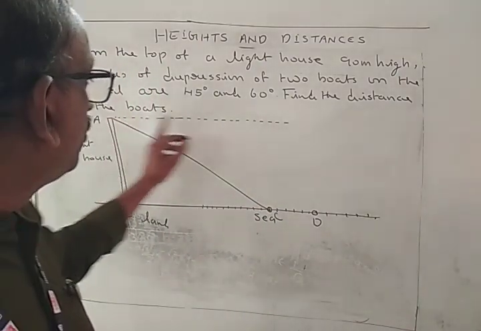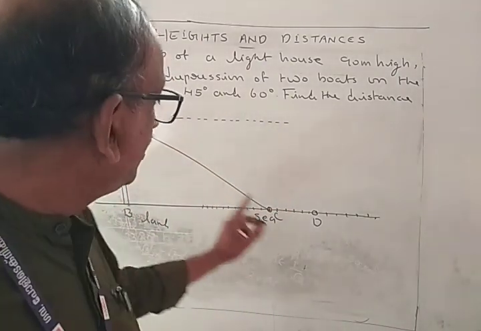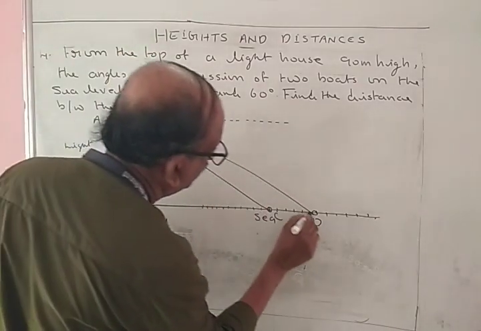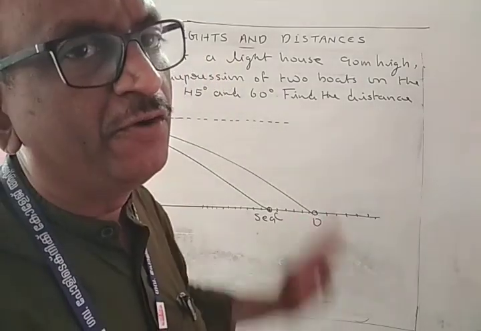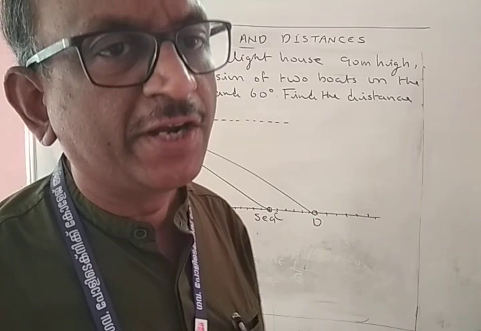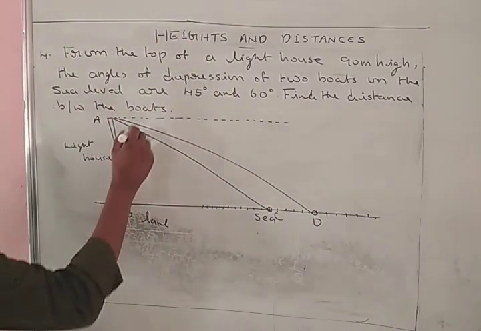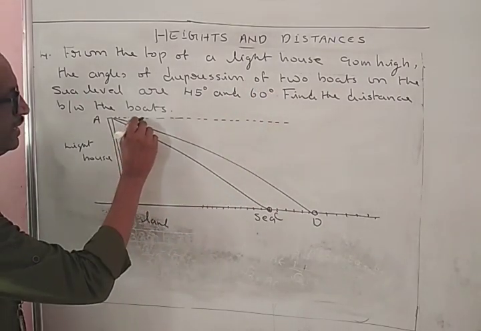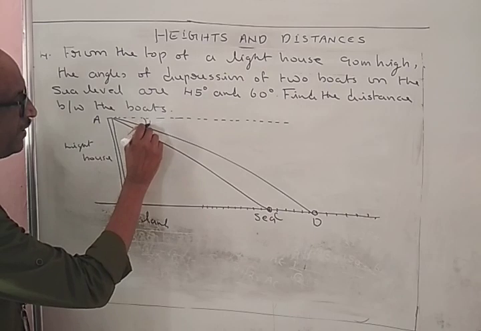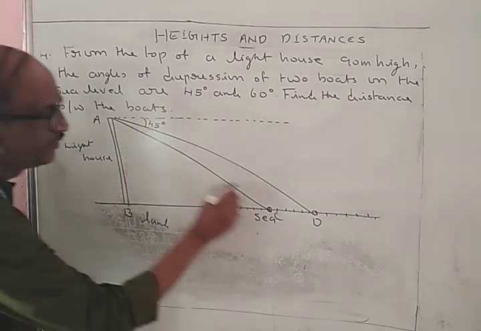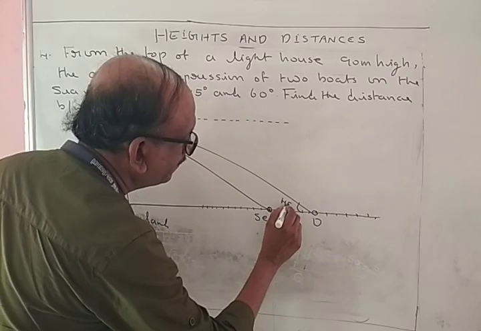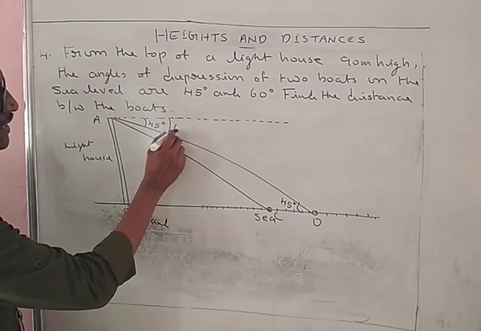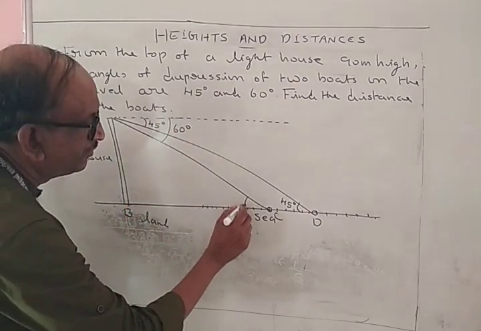This is the normal ray of vision. This is the actual ray of vision. This is also the actual ray of vision. This line is also the actual ray of vision. Then the angles of depression are 60 degrees and 45 degrees. This angle is 45 degrees. Therefore, this one is also 45 degrees. This angle is 60 degrees. Therefore, this is also 60 degrees.